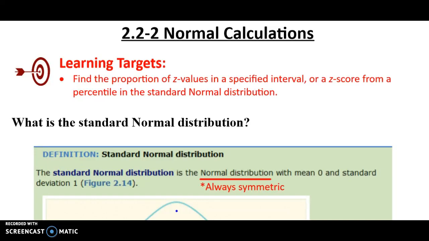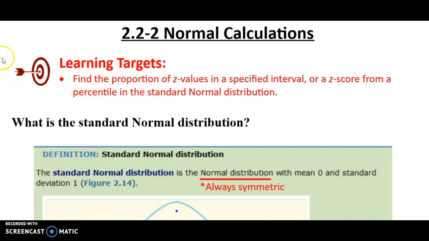Hey, this is Mrs. Radigan with a lesson on normal calculations, section 2.2-2. In the last lesson, we talked about density curves and specifically normal distributions or normal curves.